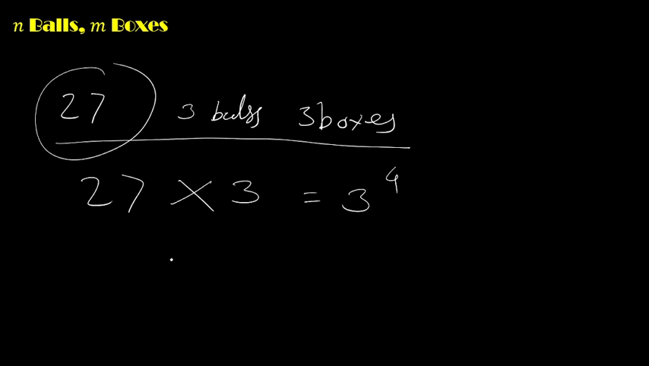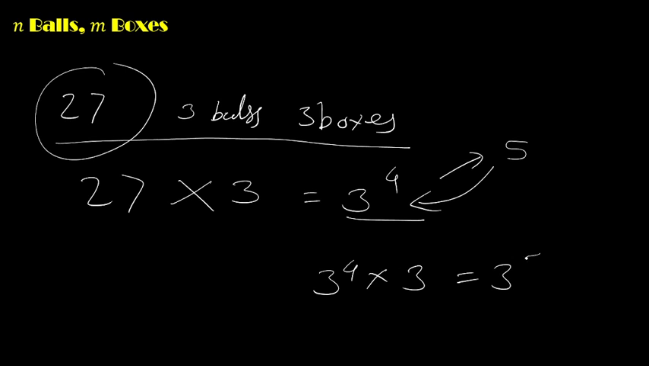If we add a 5th ball, then with each of the 3 raised to 4 arrangements of 4 balls in 3 boxes, we again have 3 distinct arrangements for the 5th ball. So for 5 balls into 3 boxes, the total number of arrangements is 3 raised to 4 times 3, that is 3 raised to 5.